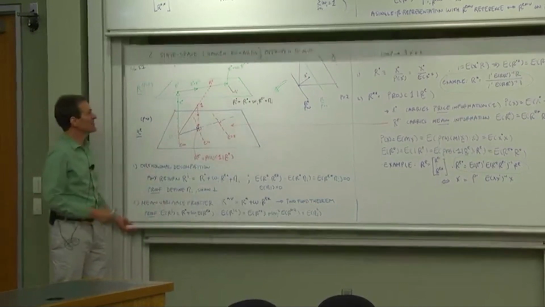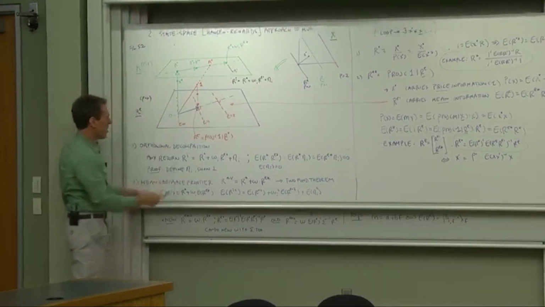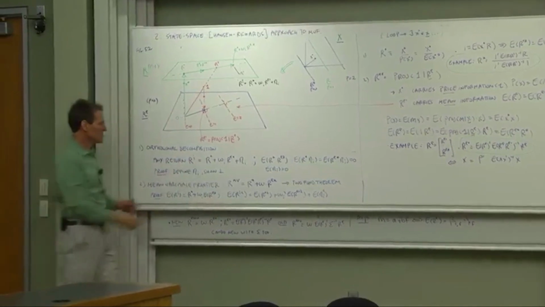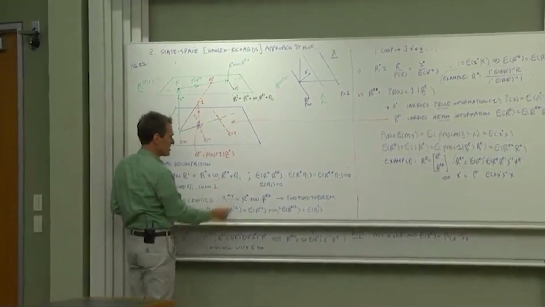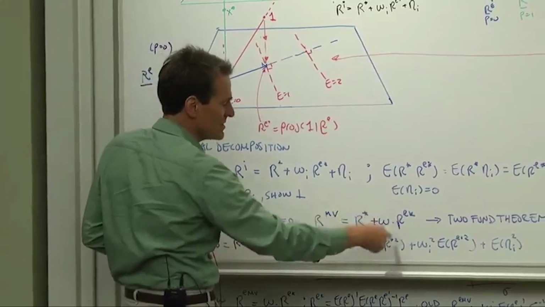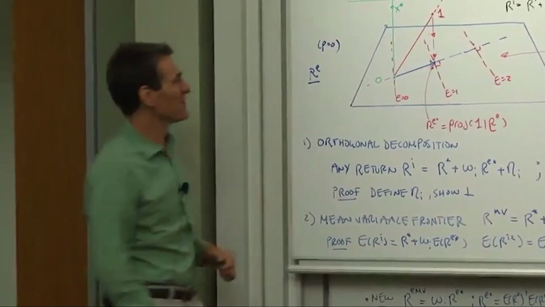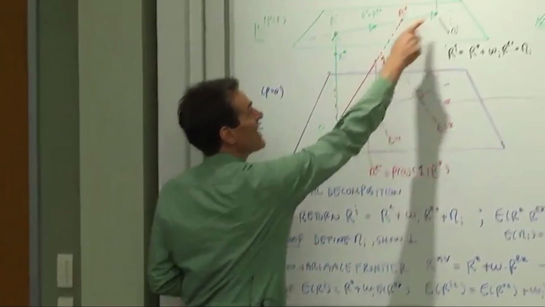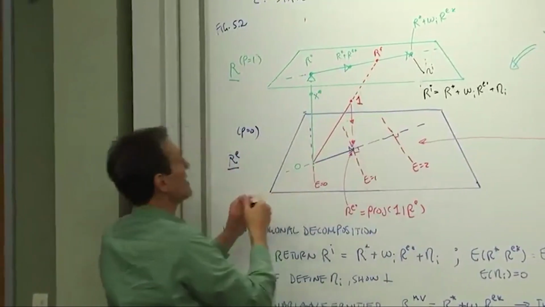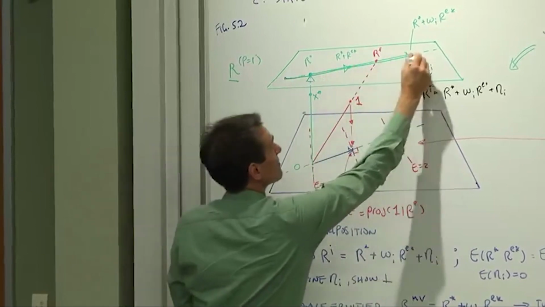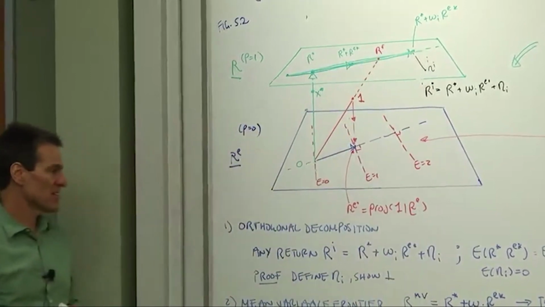Next, the mean variance frontier. Once we have the orthogonal decomposition, we can show that the mean variance frontier is just R star plus different amounts of this RE star, a two-fund theorem, just as we had a two-fund theorem before. Start with R star and then go different amounts of RE star. This here is in fact the mean variance frontier of returns.